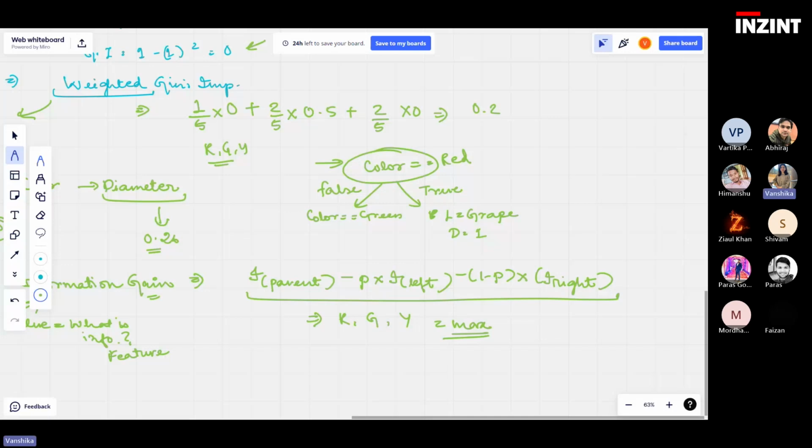Okay, should I calculate and tell you guys how to do information gain?